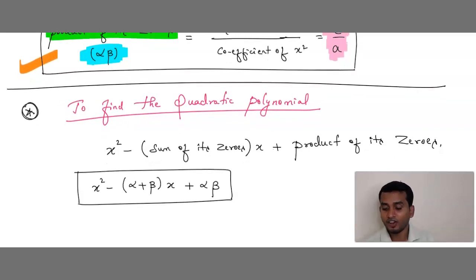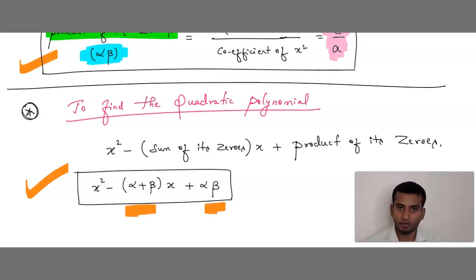Then to find the quadratic polynomial, we have the formula: x square minus sum of its zeros into x plus product of its zeros. In shortcut, we read it as x square minus (alpha plus beta) into x plus alpha beta. Separately you find the alpha plus beta value, separately you find the alpha beta value. Then substitute these values in this formula. Then you will get the quadratic polynomial.